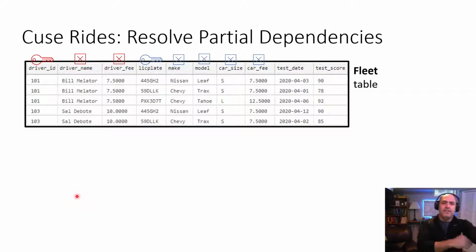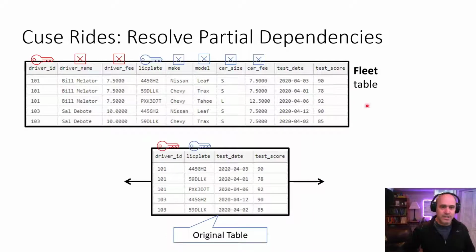So getting into the nitty gritty in the columns, here's what it looks like. The red X's go with the red key. The blue X's go with the blue key. So these things here are going to end up in their own new table. These things here are going to end up in their own new table. What stays in the original table? This key, that key, and these other two columns. So there you go. Original table: driver ID, license plate, the two columns.